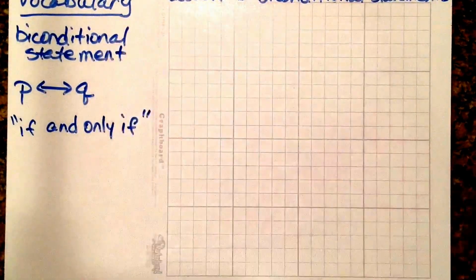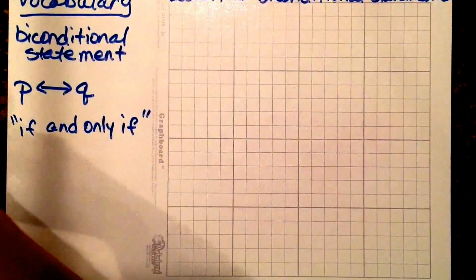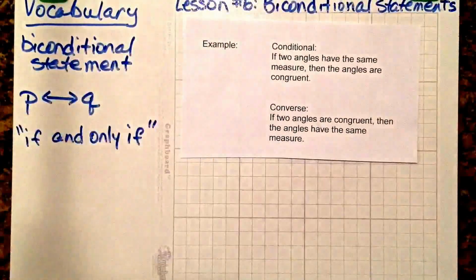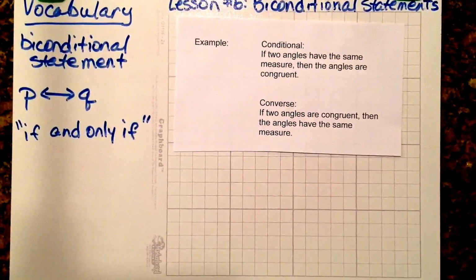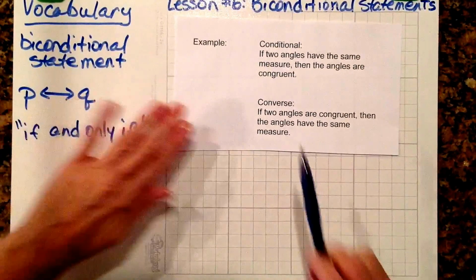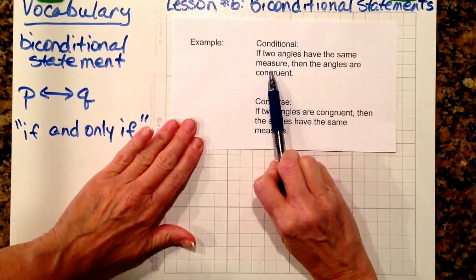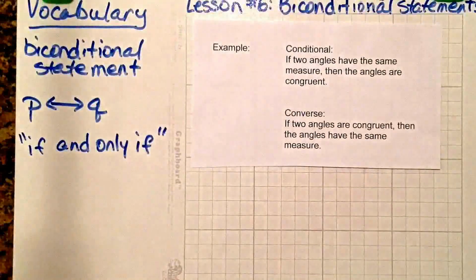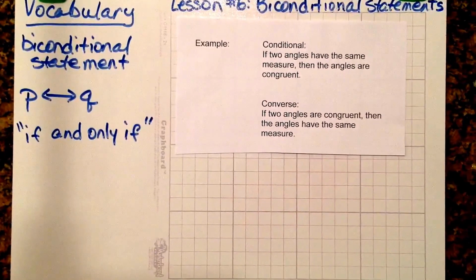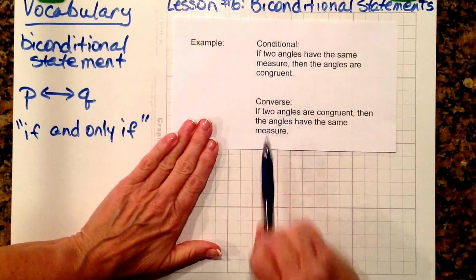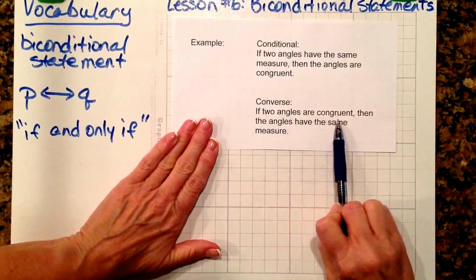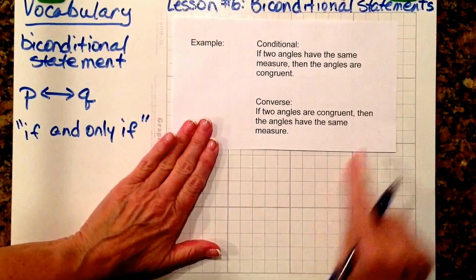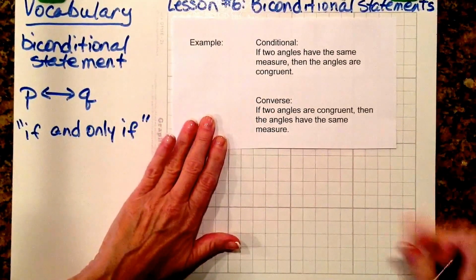Okay, let's look at another example. Here's our conditional statement right here. If two angles have the same measure, then the angles are congruent. Okay, if two angles have the same measure, then they are congruent. That is true. Let's take the converse of that statement. If two angles are congruent, then they have the same measure. That is true also. So can I write that as a biconditional statement?